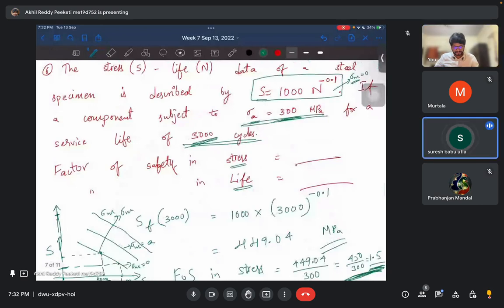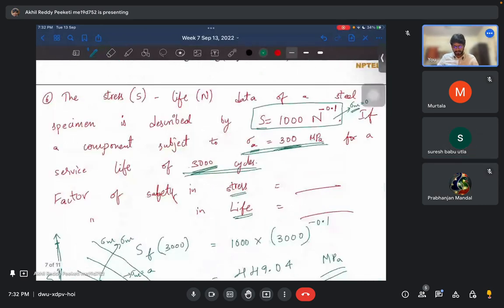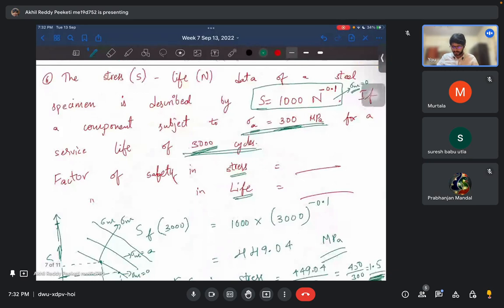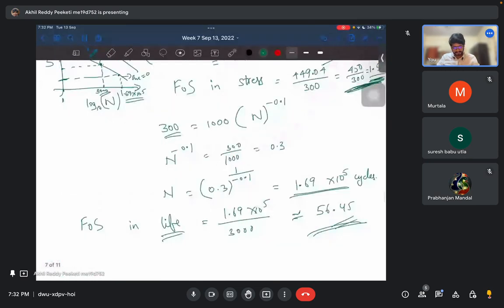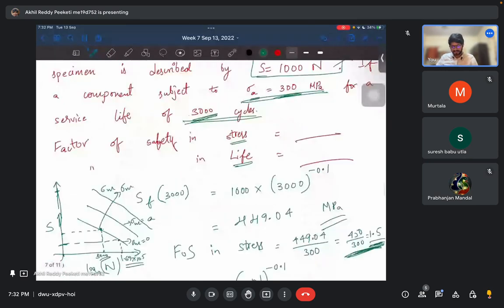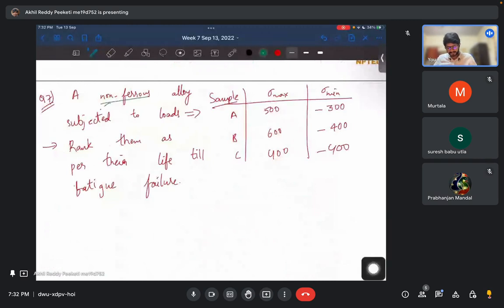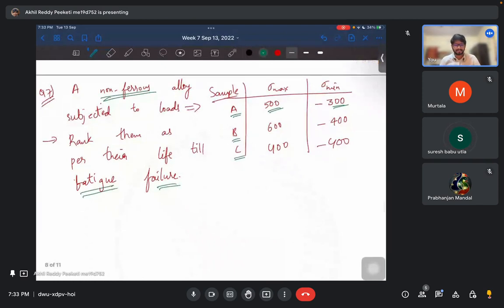And everyone? Okay, now let's move on to the next question. It's given a non-ferrous alloy subjected to loads, cases A, B, C. Here we are given the maximum and minimum. Rank them as per their life till fatigue failure. Now can anyone try to guess how we should proceed with this first?